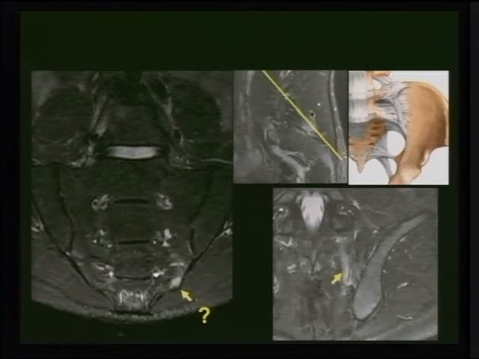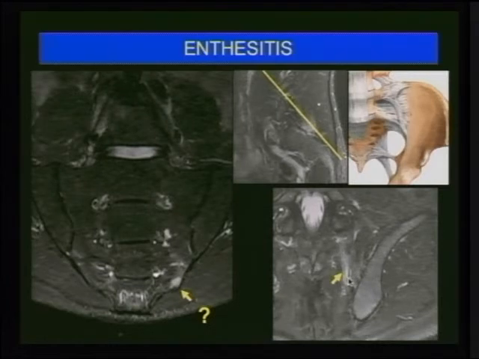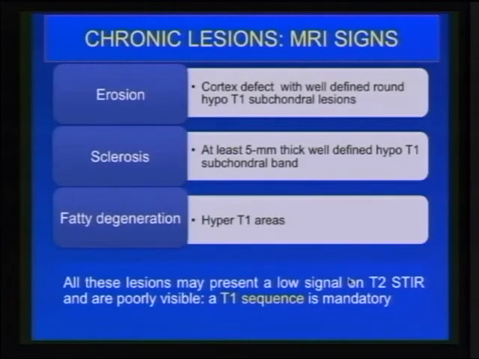Another case, which is also the posterior aspect of the SI joint, showing edema, and also edema around the ligaments. So these are cases of enthesitis. This is an indicator of spondyloarthritis. So for the chronic cases, we go for the T1 weighted, and you look for the anatomical changes, structural changes. So these are the most important ones in the chronic burnt out cases.